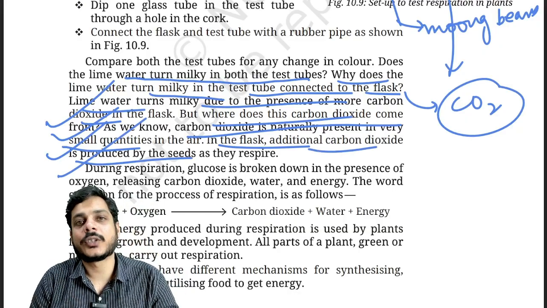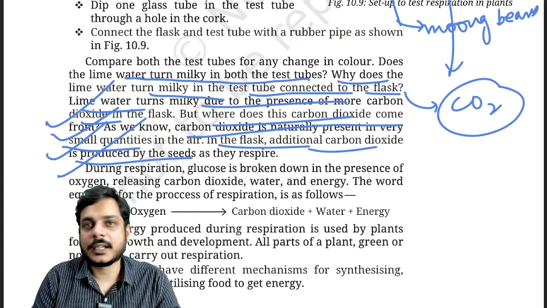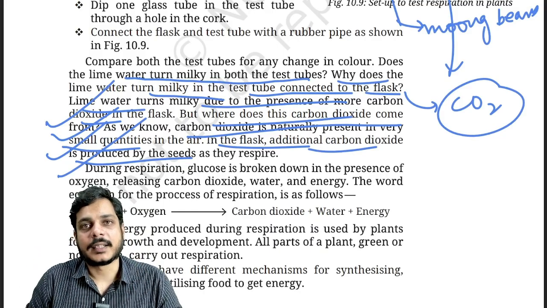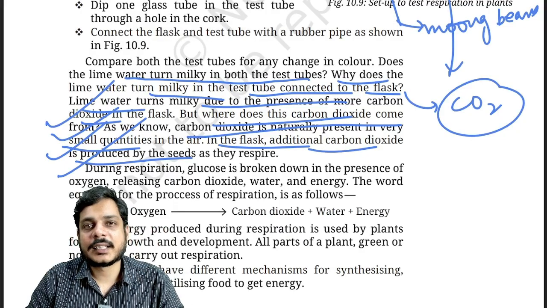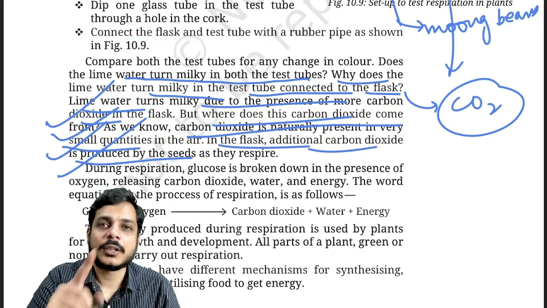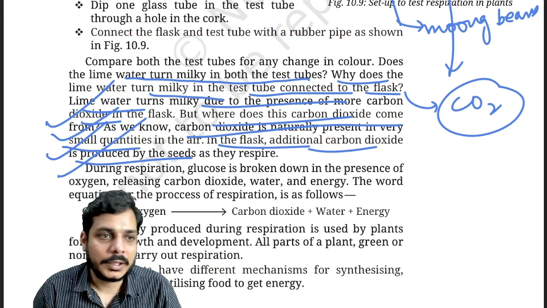So there is no confusion: the other test tube that was not connected to the flask did not turn milky because of the atmospheric carbon dioxide, but in the flask additional carbon dioxide was released by the sprouted beans. Because of that, you will find that the lime water will turn milky.